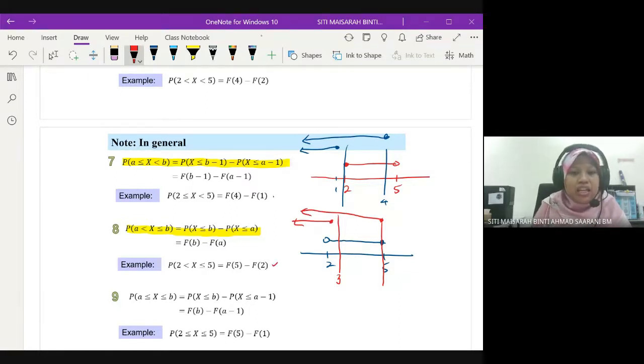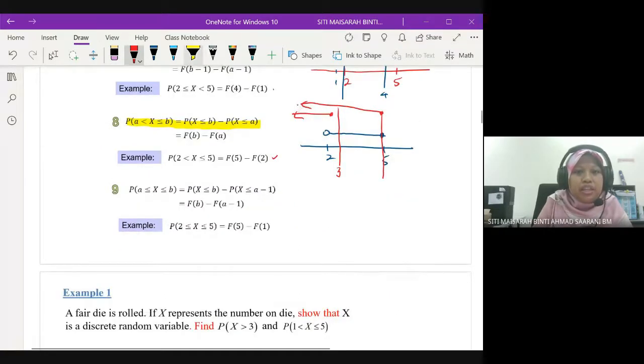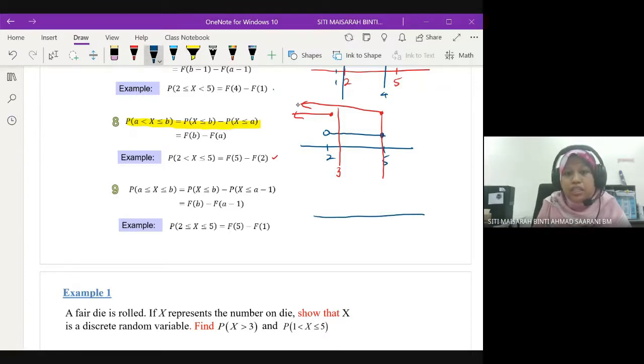Okay. And then yang ke-9, probability X more or equal to A less or equal to B is Fx less or equal to B minus Fx less or equal to A minus 1. For example, kat sini dia bagi probability X more or equal to 2, 2 include, 5 also include, less or equal to 5.